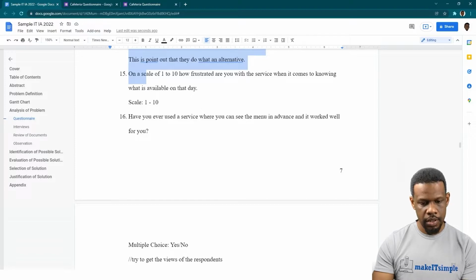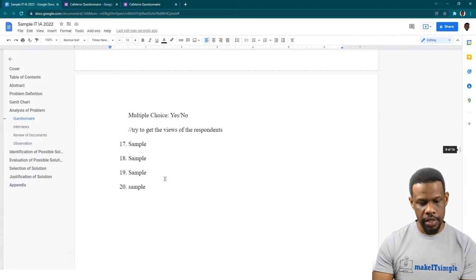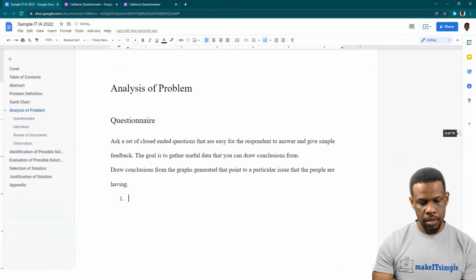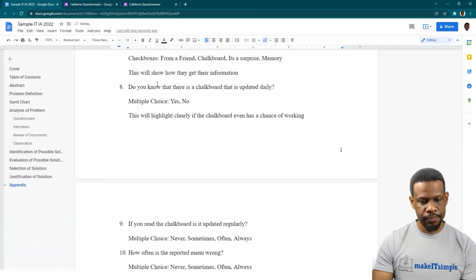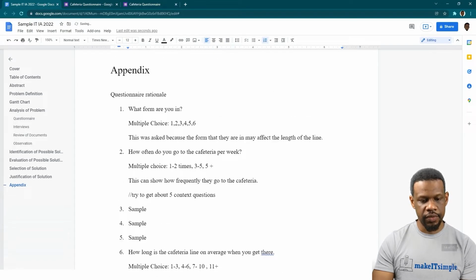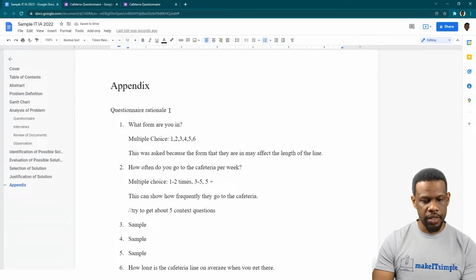Alright, I'm a professional, I can do this. Right, so I want to get it right here, good. So I'll cut this from here, and we'll go down to the appendix, which is down here. I'm going to put the first thing here as questionnaire rationale.